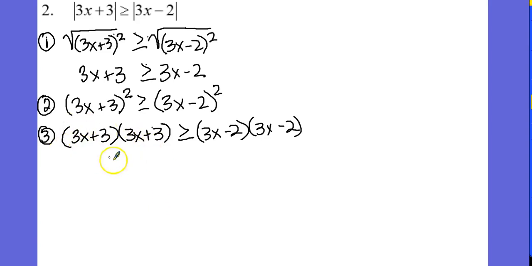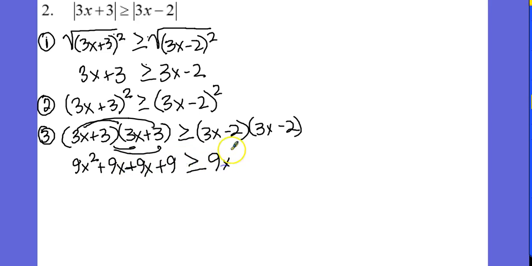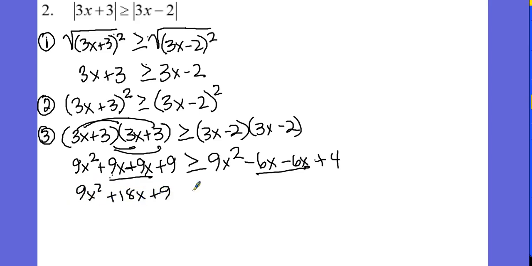And then we'll distribute so that we can do that multiplication, right? I'm just going to do that one indicator just to be a reminder. I'm not going to do it all the time. So that gives us 9x squared plus 9x plus 9x plus 9, that's a lot of 9's, is greater than or equal to another set of 9x squareds. This time I have a minus 6x on minus 6x, and the negative 2 times negative 2 is positive 4. So expand it, now simplify. We have 9x squared plus 18x plus 9 is greater than or equal to 9x squared minus 12x plus 4.